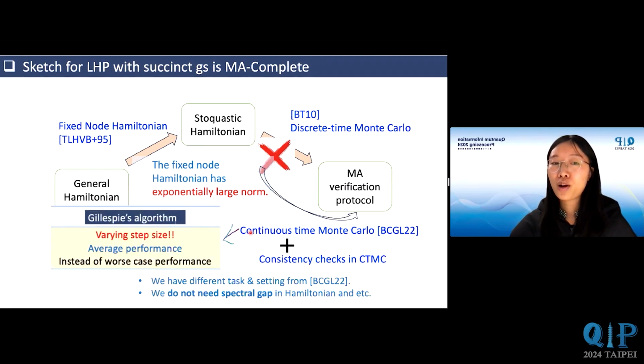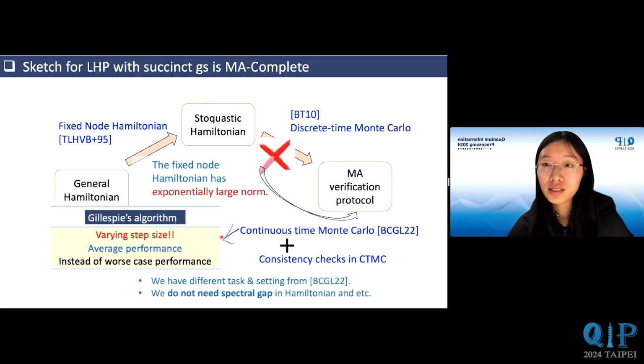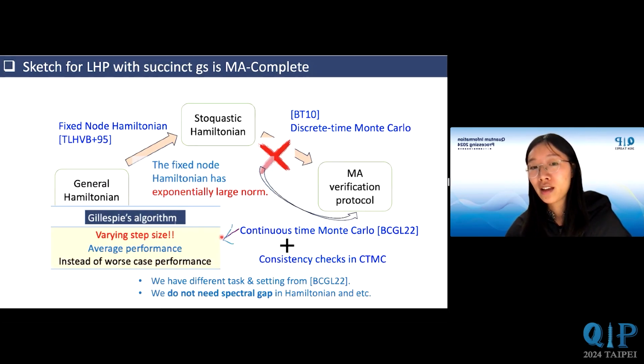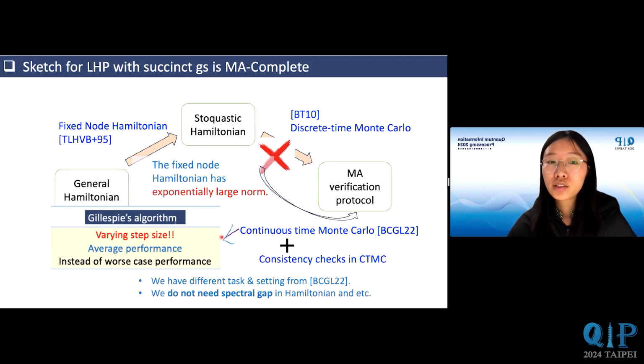In fact, the most important thing I want to say here is the key difference between the continuous time Markov chain and the discrete time Markov chain. The continuous time Markov chain is based on something called the Gillespie algorithm, which uses a varying step size. So then the performance will be average performance. What do I mean?